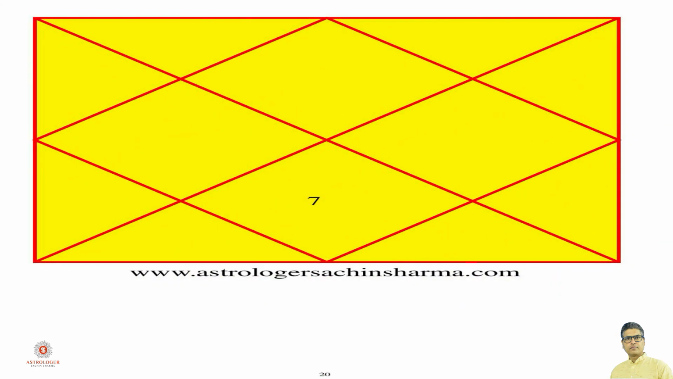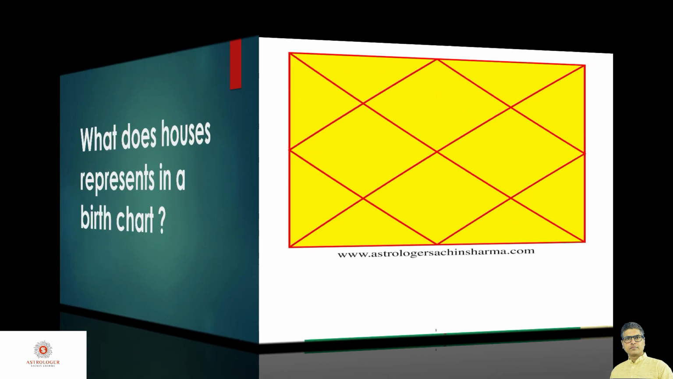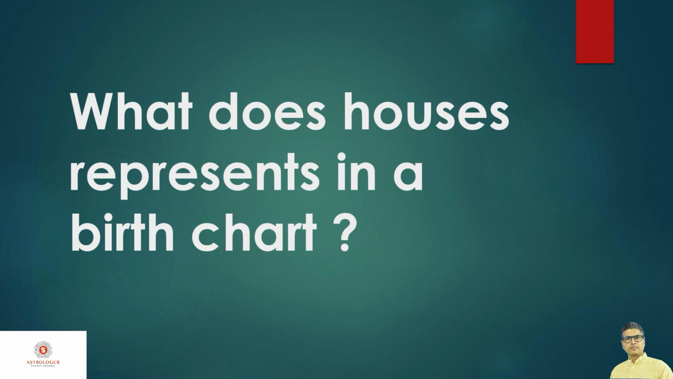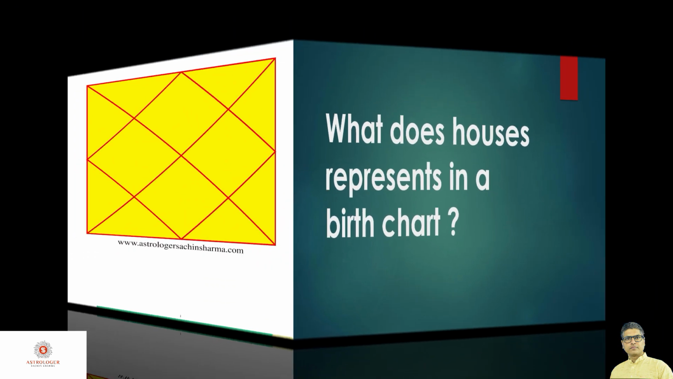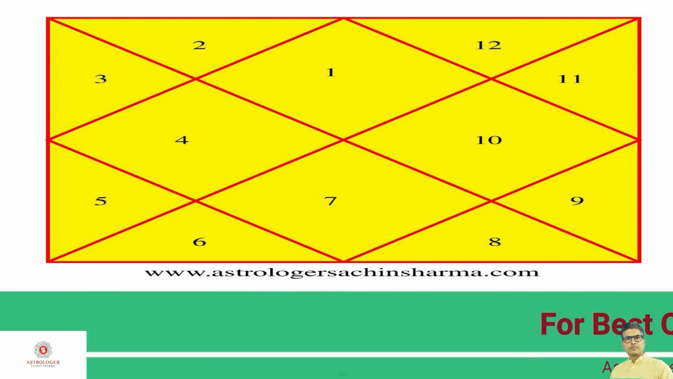So now let's move forward and discuss what houses represent in a birth chart. This is very important in Vedic astrology because you have to have knowledge of each and every house. What do all these houses, that means all the 12 houses, represent in a birth chart?